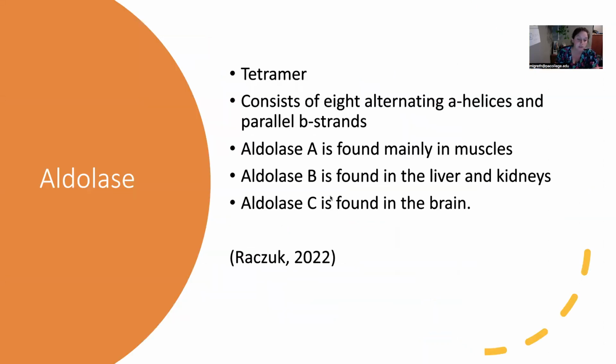So what is aldolase? Aldolase is a tetramer. It consists of 8 alternating alpha helices and parallel beta strands. There are 3 forms of aldolase that are found in humans. Aldolase A is found mainly in the muscles. Aldolase B is found mostly in the liver and the kidneys. And aldolase C is found in the brain.